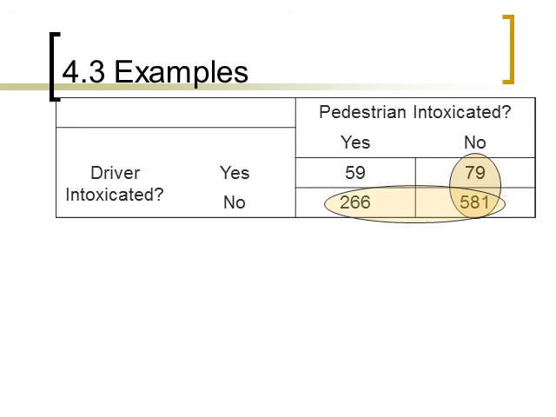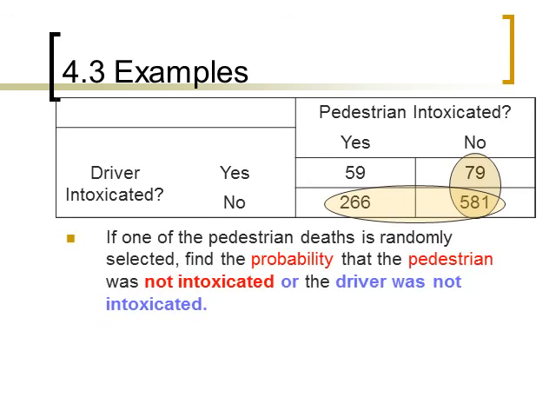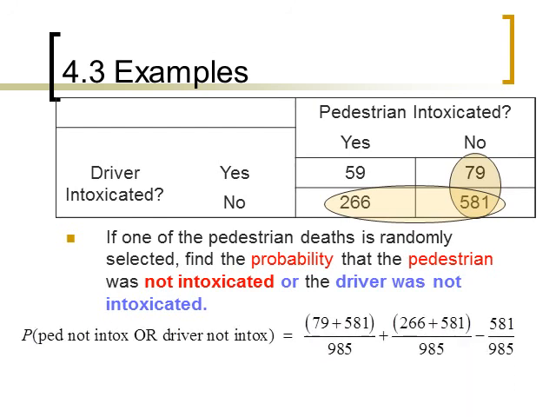And then the biggest number that I see, 581, represents the number of deaths that occurred, and that's no, no, meaning no, the driver was not intoxicated, and no, the pedestrian was not. If one of the pedestrian deaths is randomly selected, find the probability that the pedestrian was not intoxicated or the driver was not intoxicated. So in this probability question, we actually have two different events, and it's linked by the word or. So remember that whenever we see that, or means to add the two separate events.